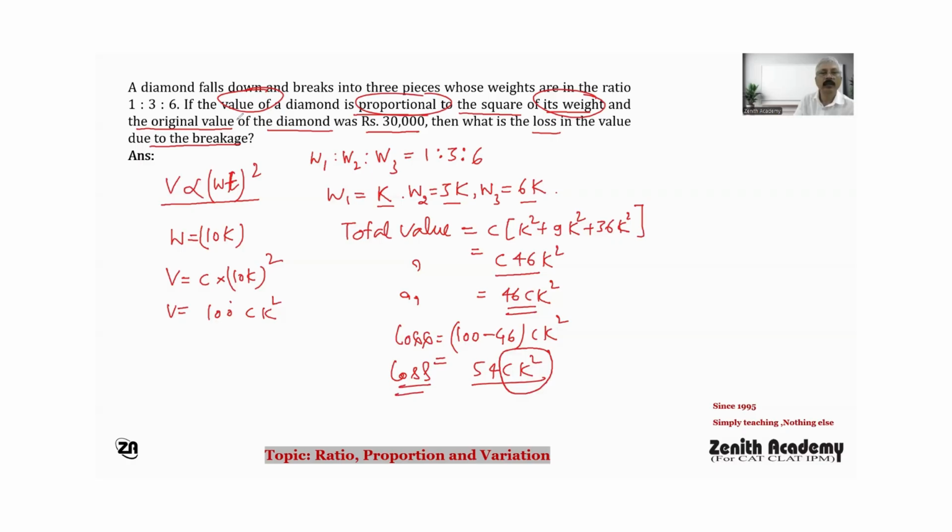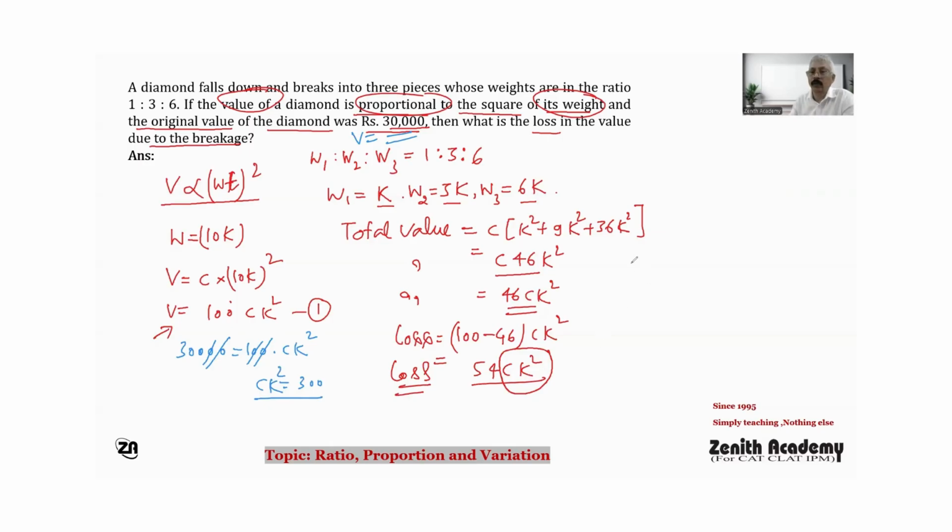For this, it is given that the original value of the diamond was 30,000. It means this value V is equal to 30,000. So here put 30,000 equals 100 C K square. This is equal to 300 rupees. So C K square, the constant, is equal to 300.